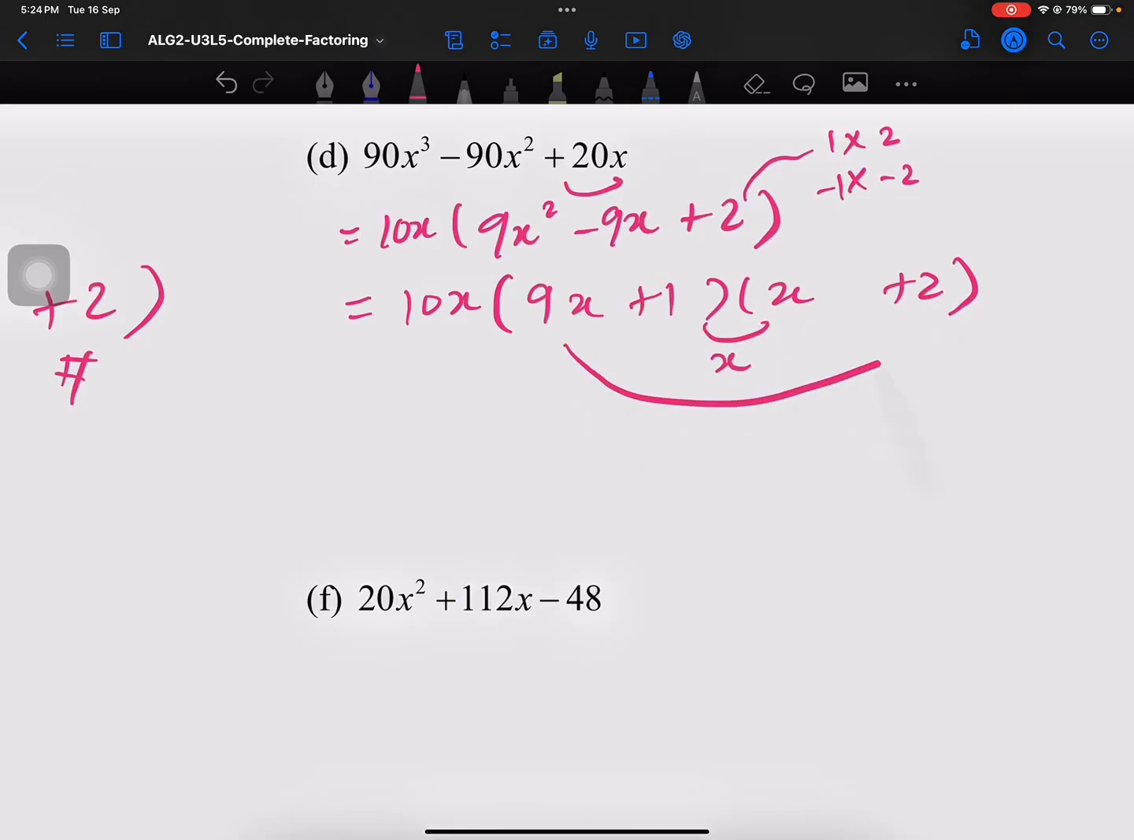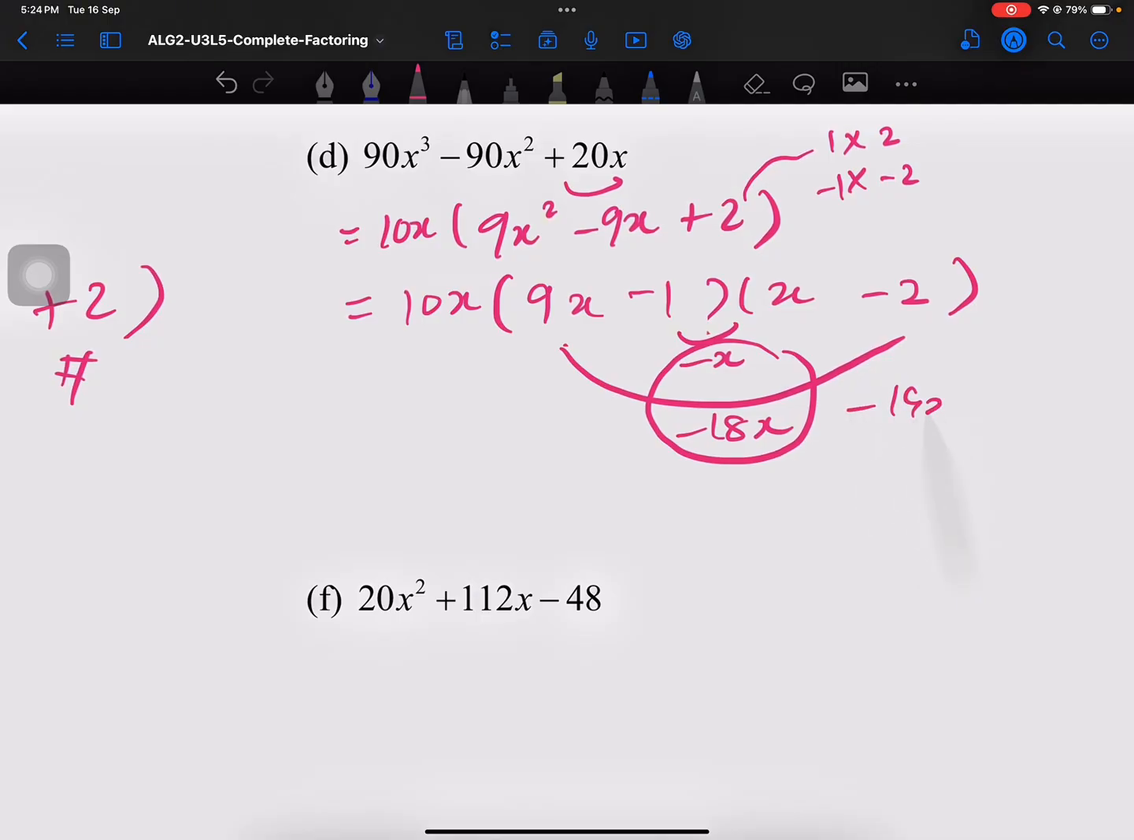And then we try with plus 1, plus 2 first. This one times this one becomes 18x. When we add, it becomes 19x, so wrong, not this. If we try the second one, minus 1, minus 2, this one times this one is negative x, and this one times this one becomes negative 18x. So when we add, it becomes negative 19x.